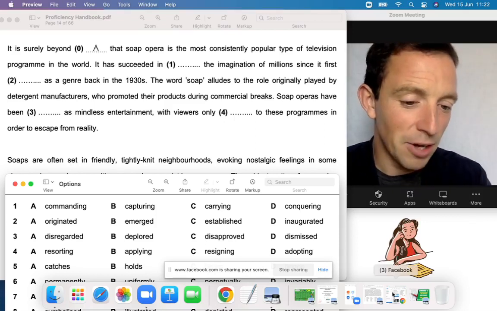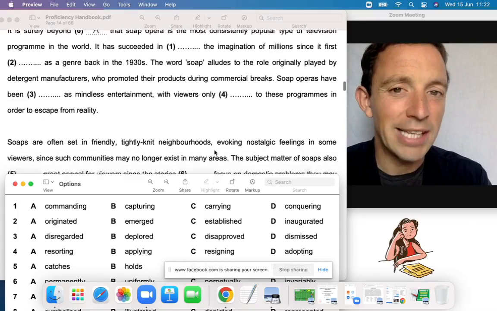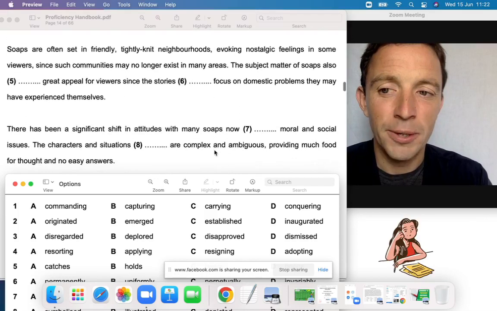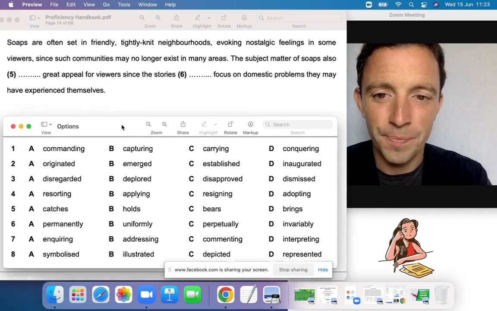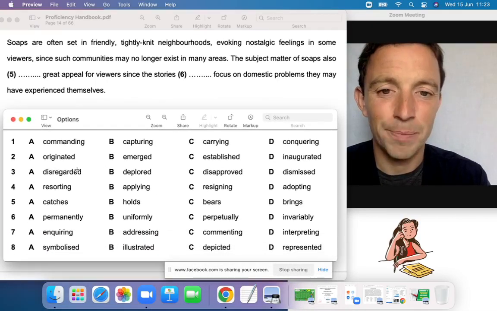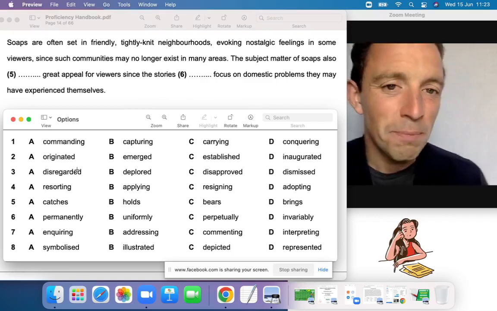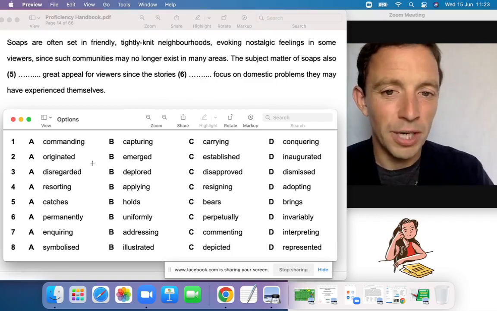And of course, if you have a comment, you can put the comment in the chat anytime that you want. Number 5. Okay, so let's continue. Number 5 and number 6. The subject matter of soaps, here we are.